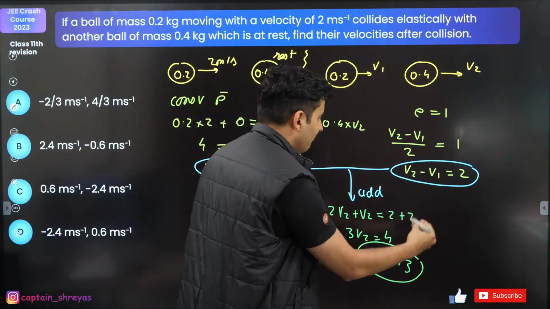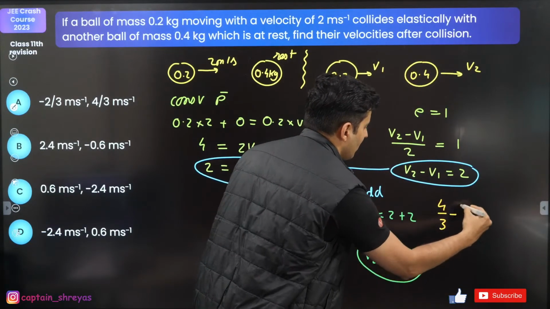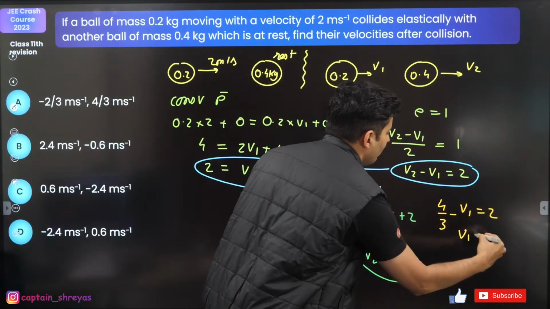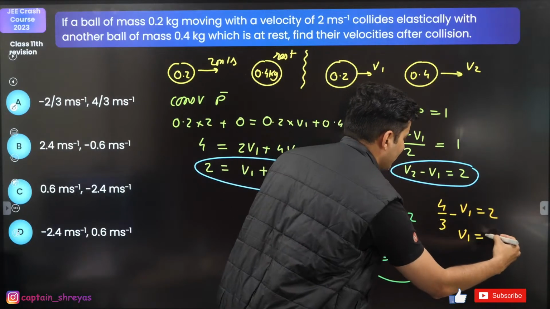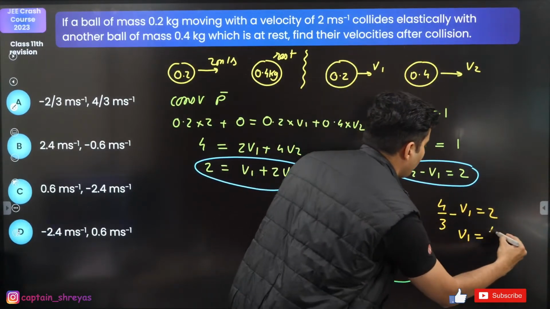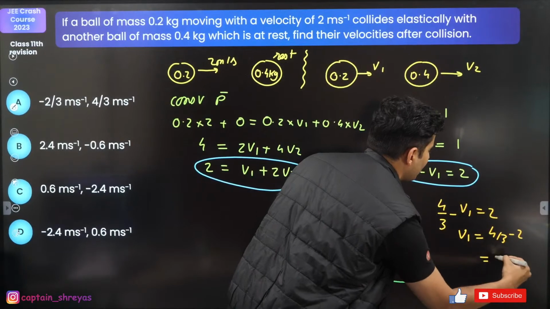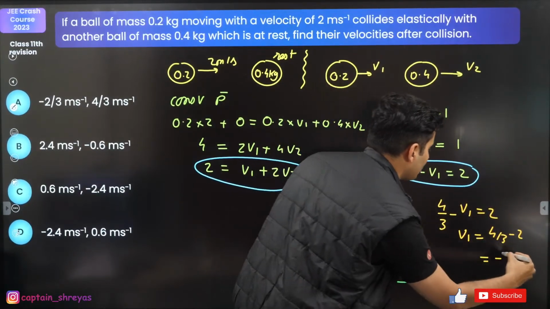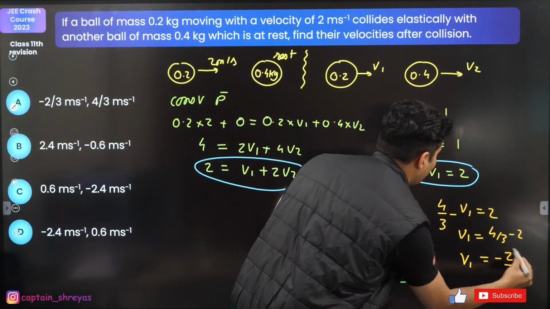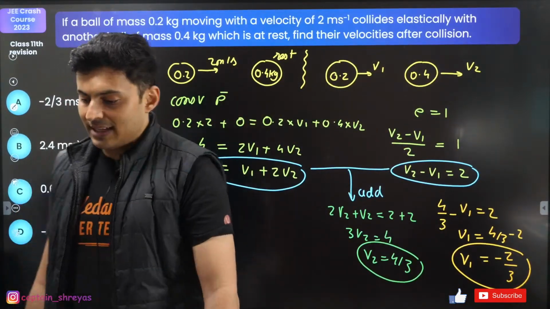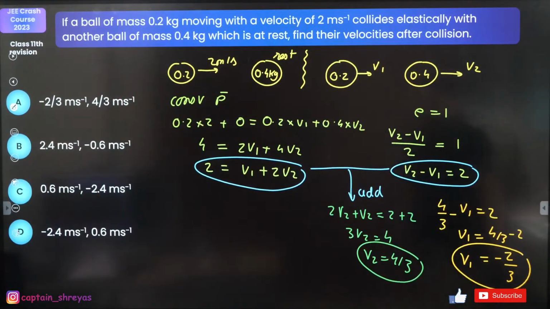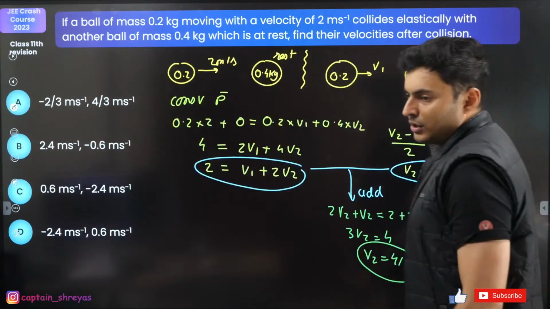So here v2 I can put as 4 by 3 minus v1 is equal to 2. So v1 will be 4 by 3 minus 2, which is basically 4 minus 6 by 3. So v1 will be minus 2 by 3. See where is the answer. Minus 2 by 3 and 4 by 3. Option A, right? Option A.